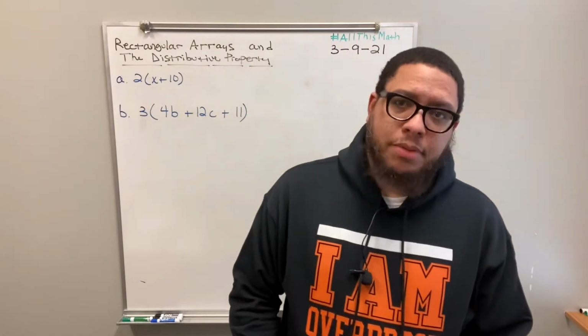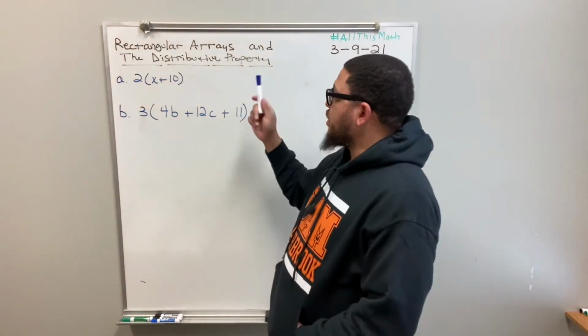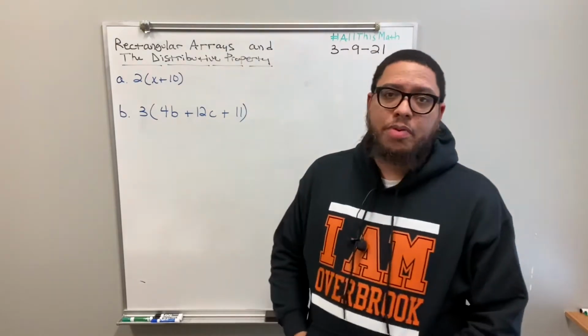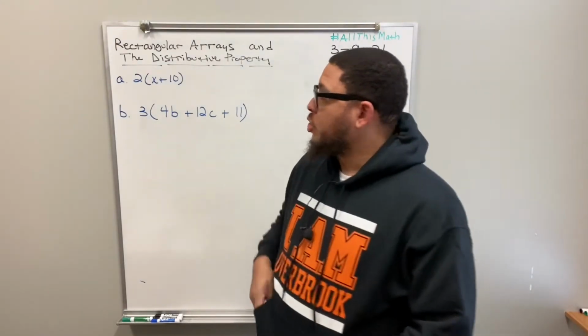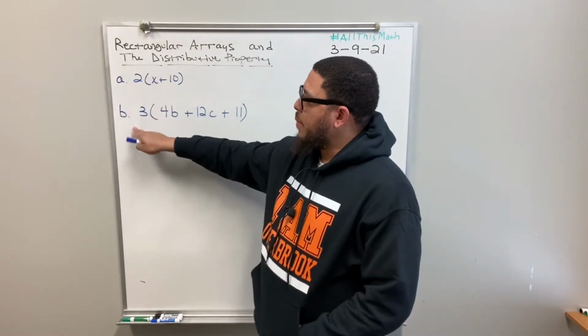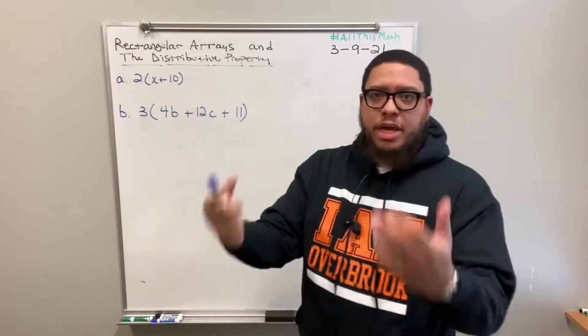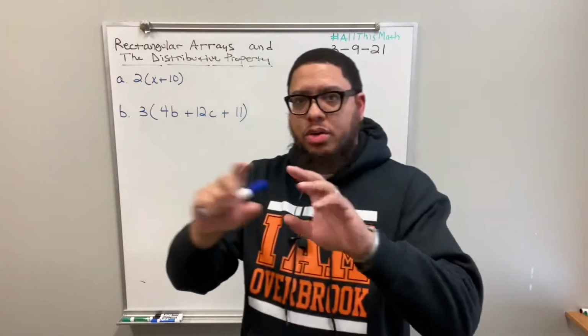All right, now, getting into our lesson. Again, rectangular arrays and the distributive property. All right, so what we're going to do first, with letter A and letter B, is we're going to take this expression and represent it as a rectangular array.